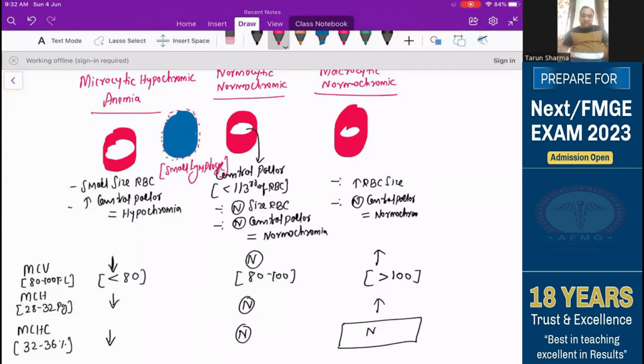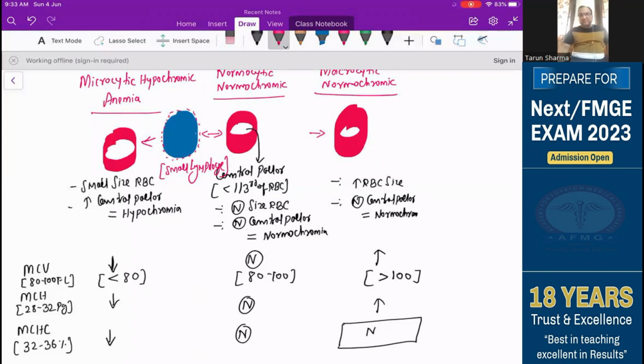You can see here, if the RBC is smaller than the small lymphocyte, then it will be called microcytes. If RBCs and lymphocytes are equal, then it is called normocytes. And here you can see that these RBCs, the macrocytes, are bigger as compared to the small lymphocytes, so that's why they are called macrocytes.